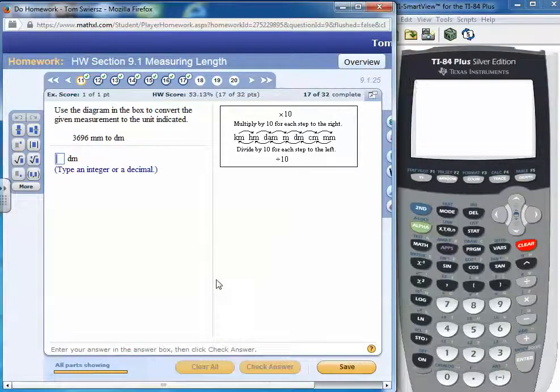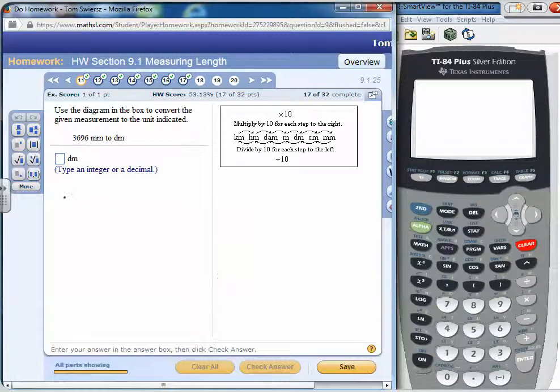Let's do number 11. We have 3,696 millimeters, and we want to go to decimeters. Okay, millimeters is right here. To get to decimeters, 1, 2 jumps, and again, we're going to a bigger unit. So we're going to move the decimal to the left, same direction.